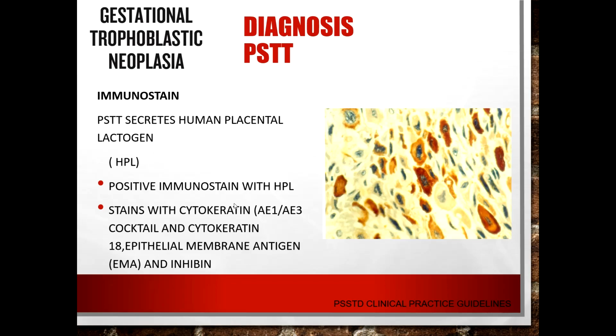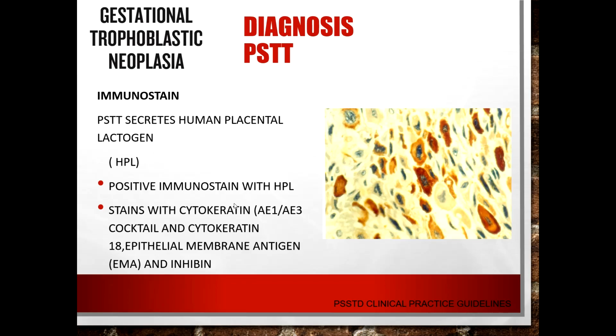Individual PSTT cells would extensively infiltrate the endometrium and may perforate the uterine wall. It also displays extensive infiltration and replacement of blood vessel walls. PSTT secretes human placental lactogen, therefore it is positive with HPL immunostain. It also stains with cytokeratin, epithelial membrane antigen, and inhibin. So remember, PSTT is diffusely and strongly positive for HPL and MELCAM, but focally or rarely positive for HCG.